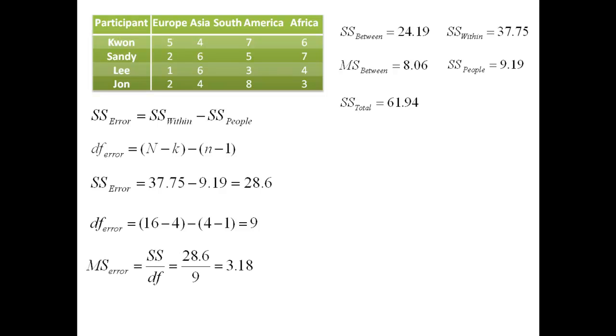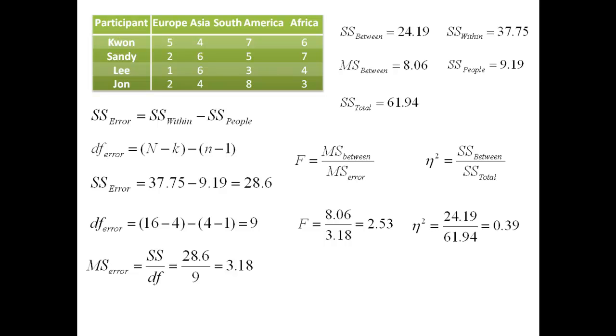So our mean square error is 3.18. And now that we have our mean square error, we can calculate the actual F value, because F is equal to mean square between over mean square error. And for this data set, that ends up equaling 2.53. We can also calculate eta squared, and for this data set, that ends up equaling 0.39.